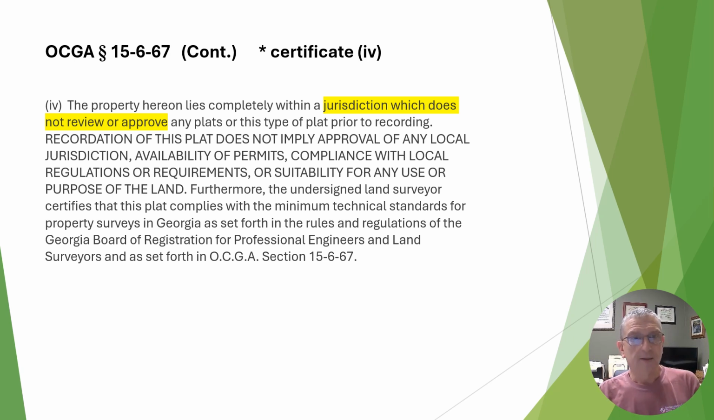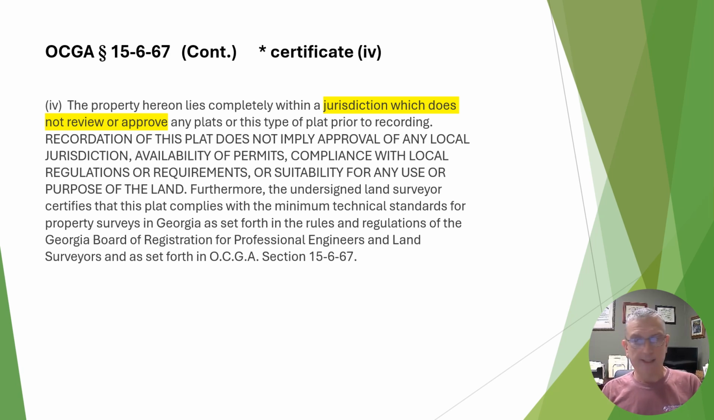So certificate 4, or little IV, was crafted for that situation. In other words, we were trying to make a certificate for every scenario we could think of where a survey would possibly need to be recorded in Georgia. So this just says the property lies completely within a jurisdiction which does not review or approve plats or this type of plat. So if you're in Glenn County and it's a 5-acre cutout and County Ordinance 1234 says you don't have to submit it, then this is the applicable certificate.